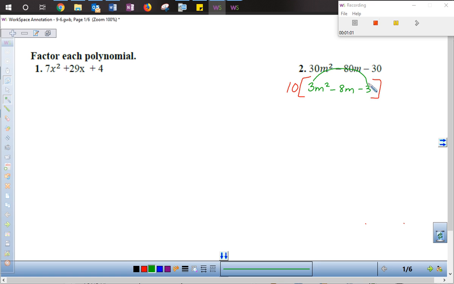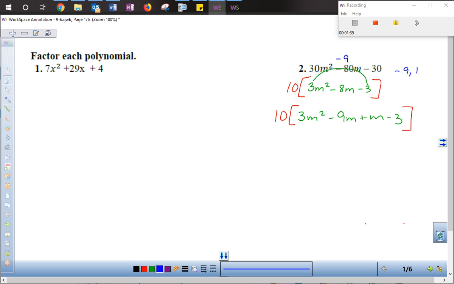by multiplying my 3 times negative 3 to get negative 9. Now, I need to find the factors of negative 9 that add together to be negative 8. So, I want negative 9 and positive 1, and I can rewrite my expression here. I'll bring down my 10, and I'll rewrite this dude right here, 3m squared. The negative term goes first, so minus 9m plus 1m. Bring down my minus 3, and I can close my brackets.